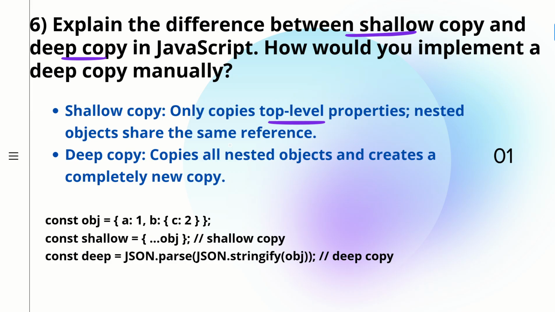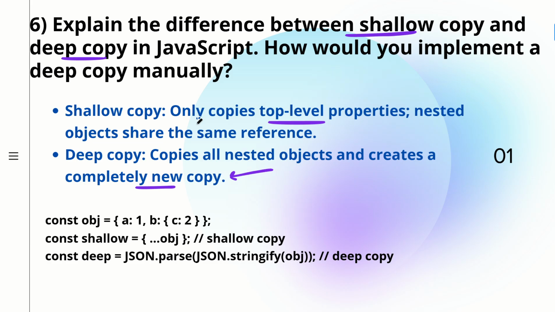That is shallow copy. Coming to deep copy, it copies all the nested objects and creates completely new copies. So if you're making use of deep copy, if you make any changes to the duplicate value, it is not going to affect your original value. So that is what is written here. It is going to copy all the nested objects and create a new copy. Whereas for the shallow copy, if you're making any changes to the nested properties in the duplicate object, then it is going to affect your original object also.